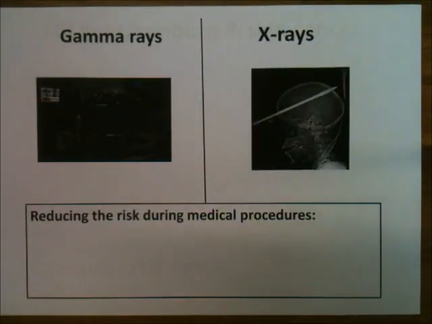So, there's three types of ionising radiation we talked about. The first two are gamma rays and X-rays.